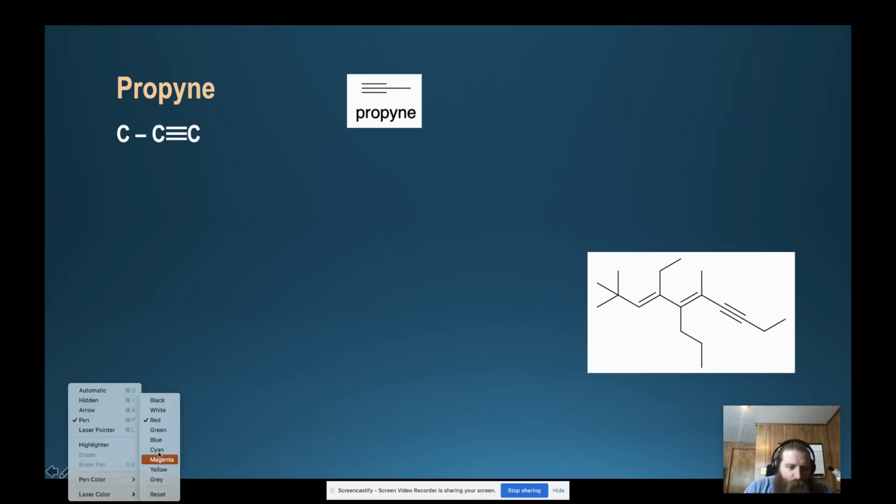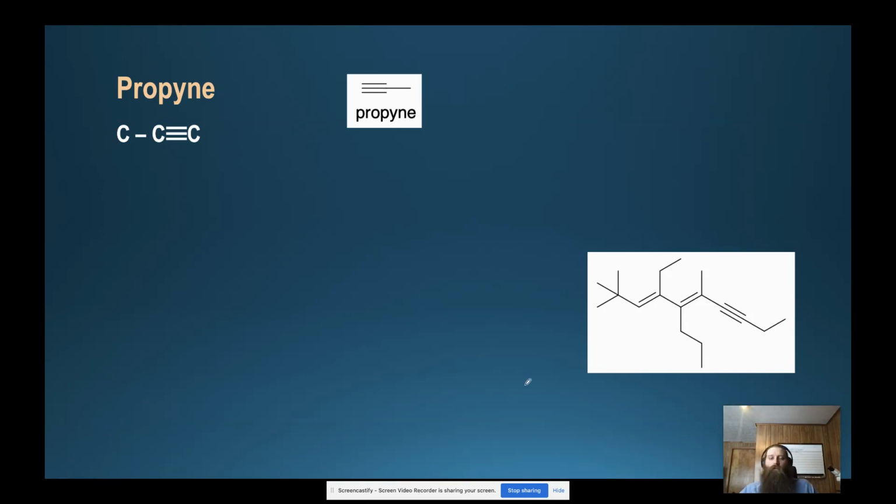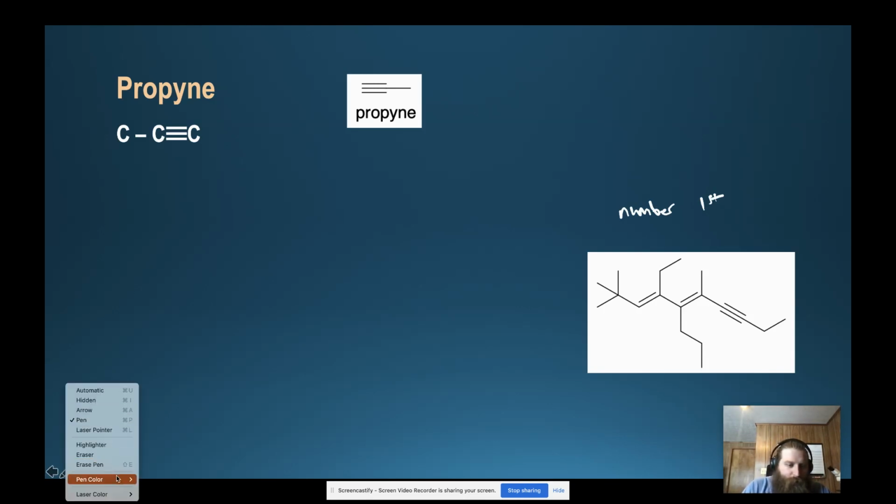Now, we've got a really complicated one here to look at the very end. And the thing about these really complicated molecules is the same rules apply to them that apply to all of our other molecules, right? So let's just start by numbering it out. So we're going to number it first. Because if we can get the numbers down, the rest becomes just learning how to put your functional groups on there.